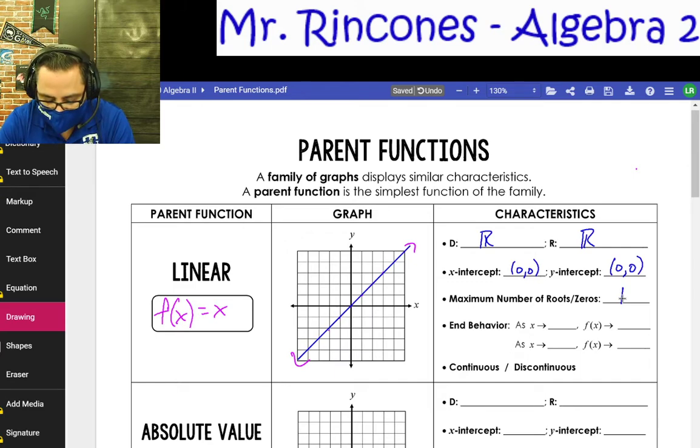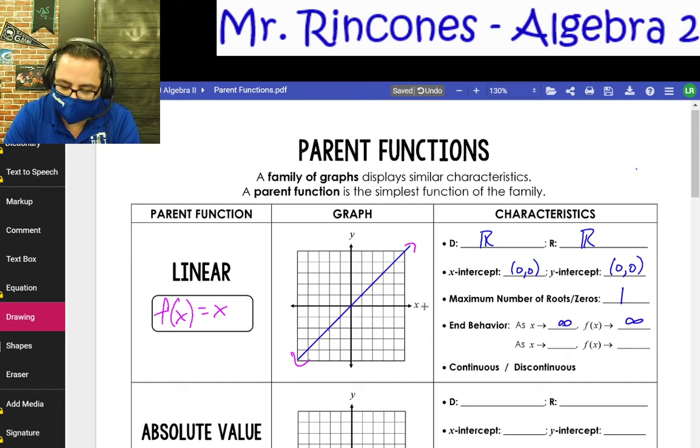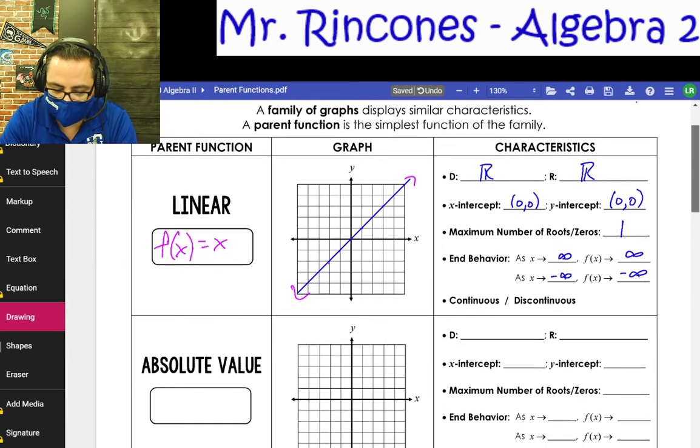All right, so what is what's called the end behavior? Well, as x approaches infinity, f of x approaches infinity. So as this goes to the right toward infinity, y does the same toward infinity. And then of course as x approaches negative infinity, so if I'm going in this direction to the left, f of x is going to be doing the same thing. It approaches negative infinity.